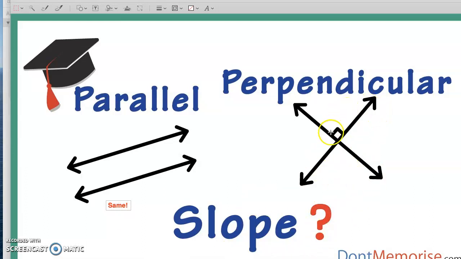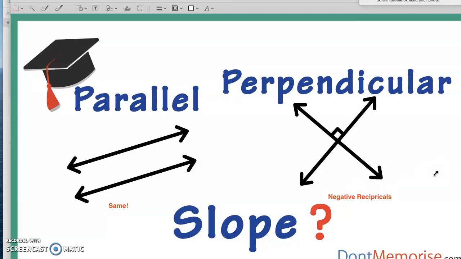Perpendicular lines look like this when they intersect, and intersect means that they cross each other. It's going to create a 90-degree angle or a right angle. And the thing about this with the slopes is that they're not the same. And if you guys read the notes from last week, they are negative reciprocals. I probably spelled that wrong because I'm really bad with spelling, but they're negative reciprocals.